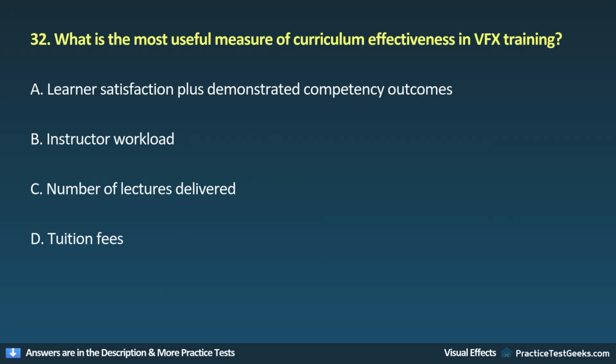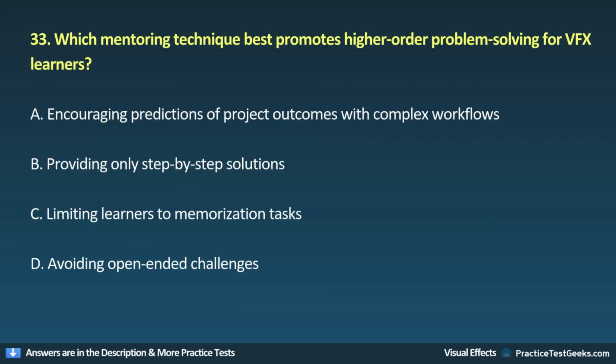32. What is the most useful measure of curriculum effectiveness in VFX training? A. Learner satisfaction plus demonstrated competency outcomes. B. Instructor workload. C. Number of lectures delivered. D. Tuition fees.